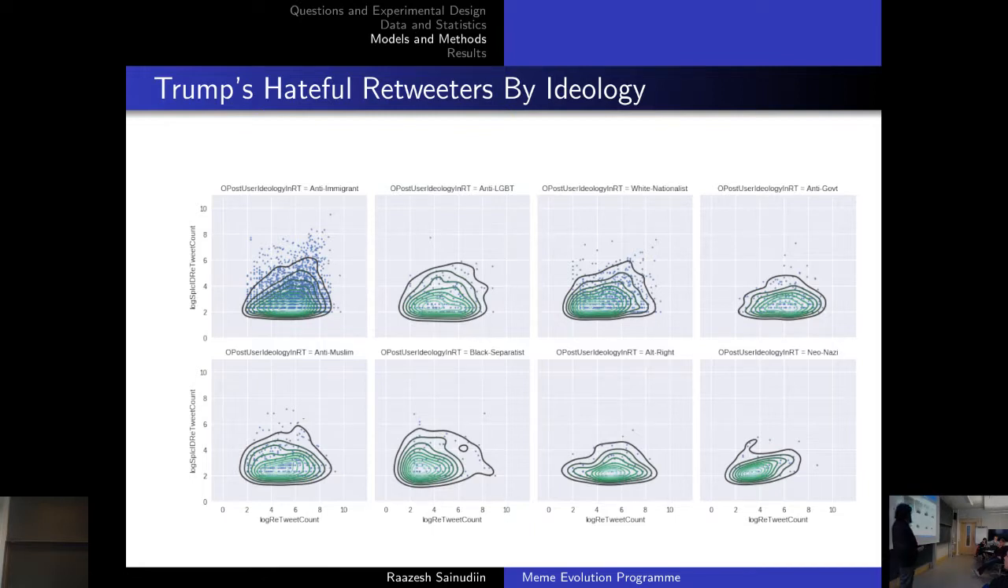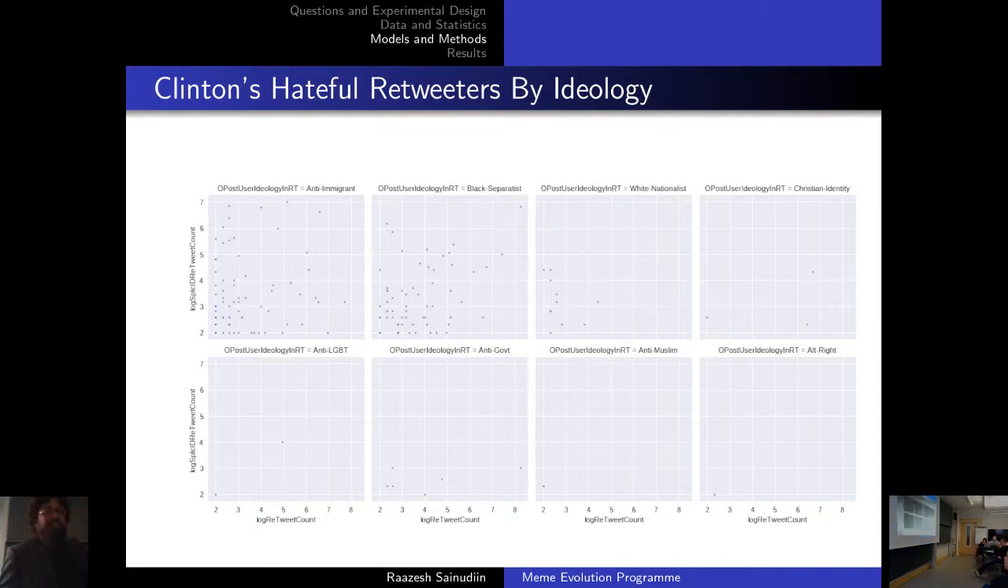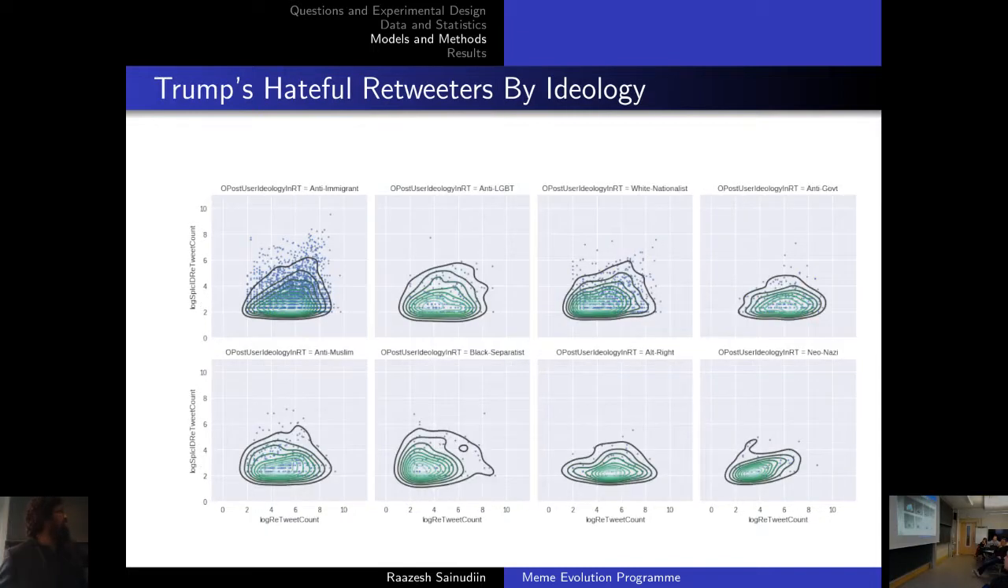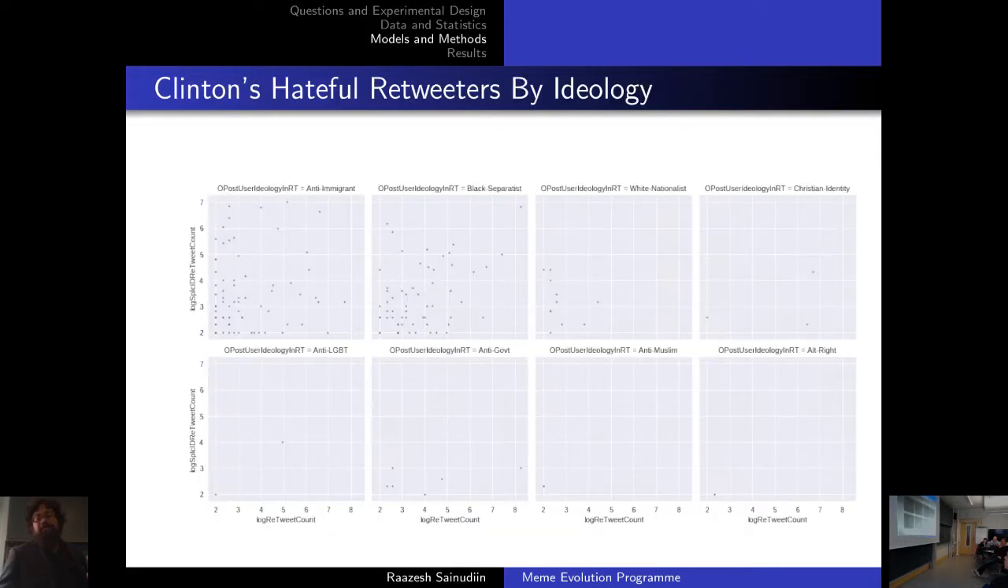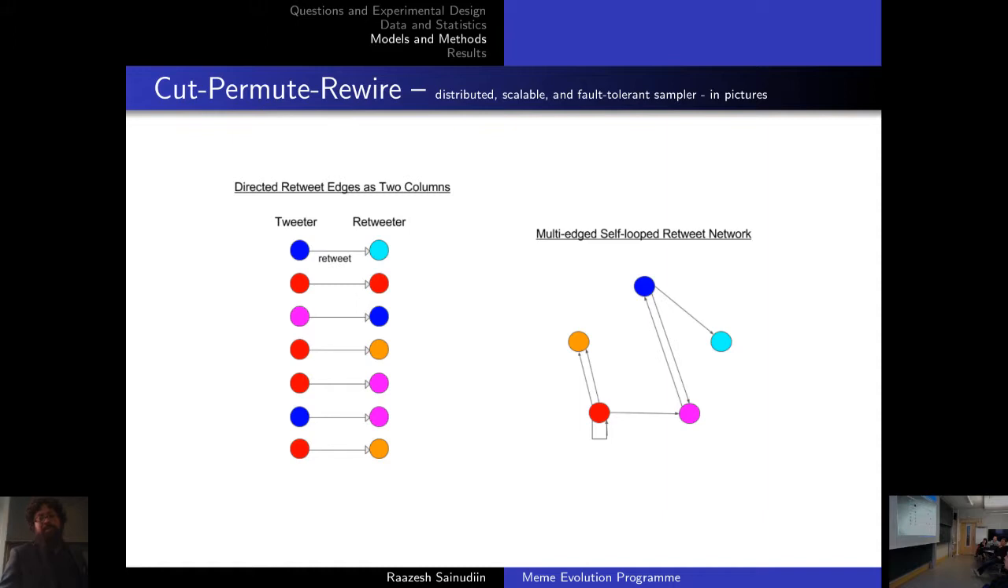Anyone they showed this picture to said, well, it's obvious: there's nothing going on with Clinton, a lot going on with Trump. Then this is the chi-square test, and the p-values are so small. But we wanted to do something more than that, so let's get into this algorithm.